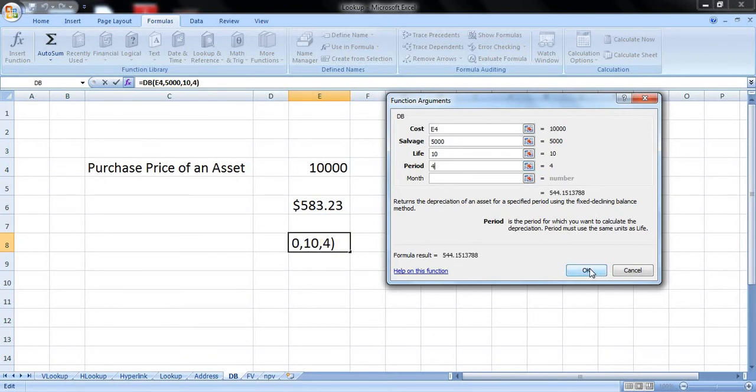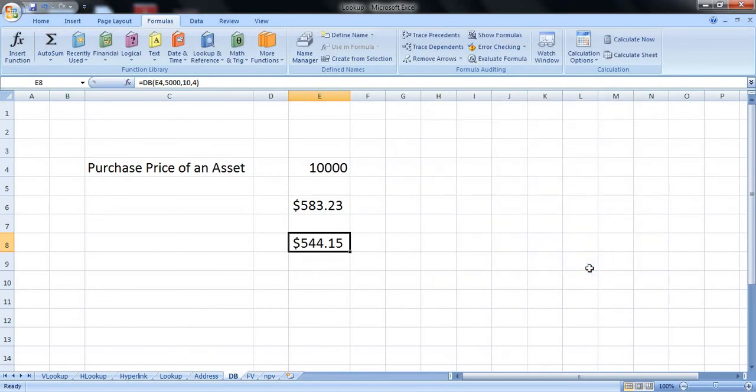After the 4th year, the asset will be depreciated by $544. So this is how depreciation value can be calculated: with what value your asset will be depreciated at a particular period of time.